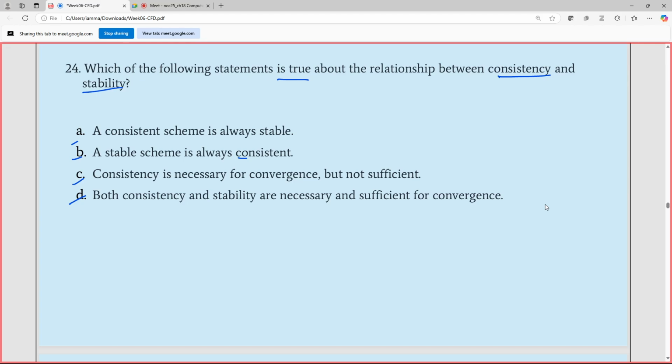So the question is about the relationship between consistency and stability. Options are: a consistent scheme is always stable. Option B, a stable scheme is always consistent. Option C, consistency is necessary for convergence but not sufficient. Option D, both consistency and stability are necessary and sufficient for convergence.